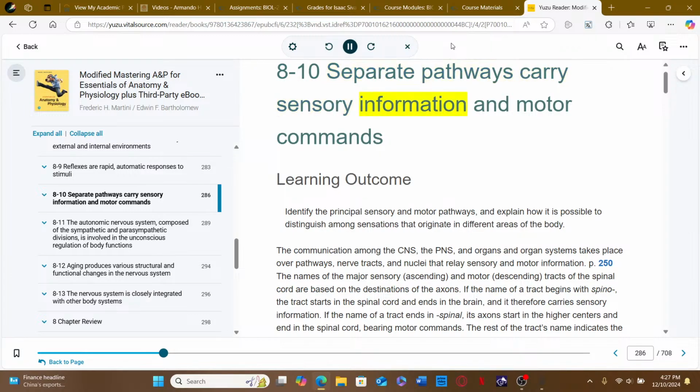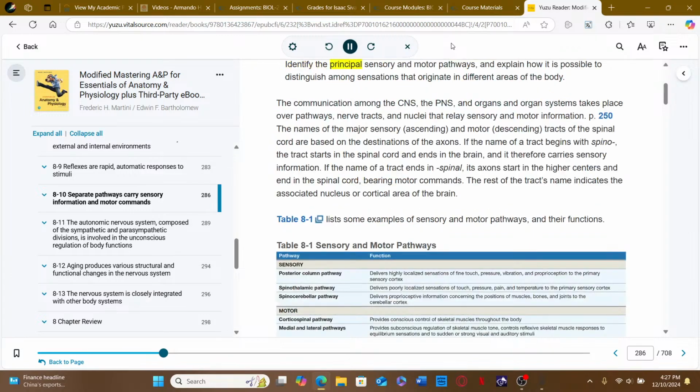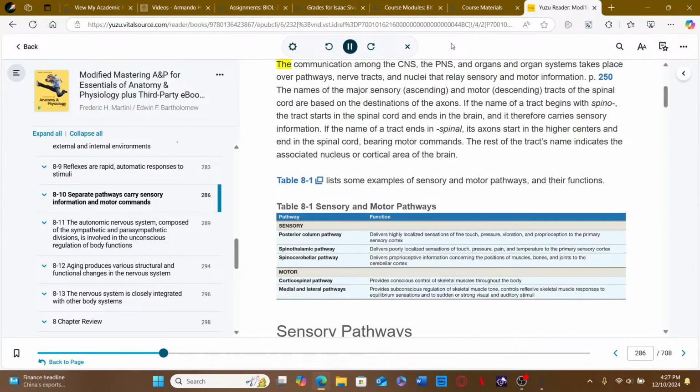8-10 Separate pathways carry sensory information and motor commands. Learning outcome: Identify the principal sensory and motor pathways, and explain how it is possible to distinguish among sensations that originate in different areas of the body. The communication among the CNS, the PNS, and organ systems takes place over pathways, nerve tracts, and nuclei that relay sensory and motor information. The names of the major sensory, ascending, and motor, descending, tracts of the spinal cord are based on the destinations of the axons.